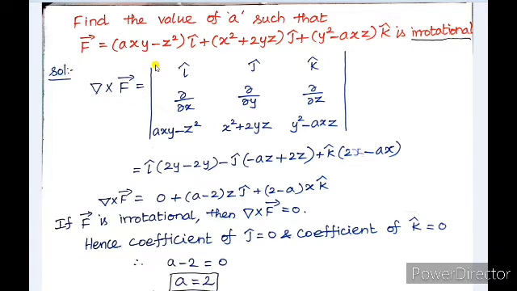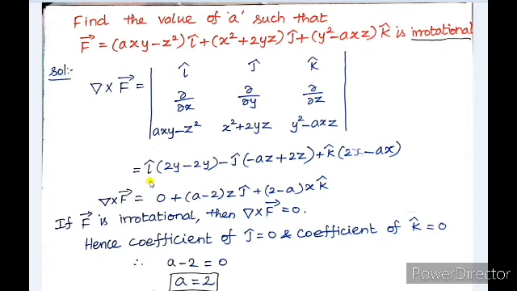Del cross f vector means you must take the determinant of i cap, j cap, k cap. Next, the derivatives dou by dou x, dou by dou y, dou by dou z. Next row, take and write the coefficients of i, j, k: axy minus z square, x square plus 2yz, and y square minus axz. Next, take the determinant value.